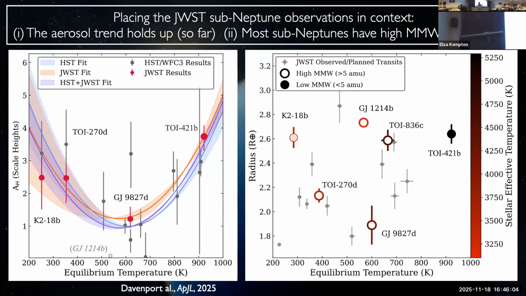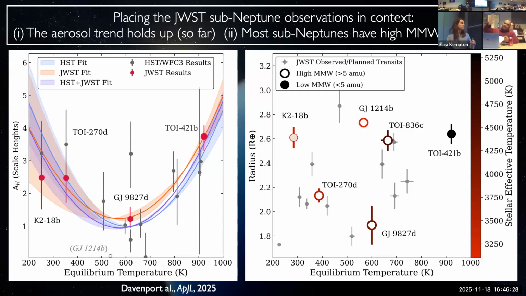With TOI 421b, that first planet that I talked about, being the exception, where it has a low mean molecular weight atmosphere, and that may have to do with the fact that the planet's hotter, that may have to do with the fact that the planet orbits an earlier type host star, so it formed differently, or that might just be compositional diversity. We don't know yet.